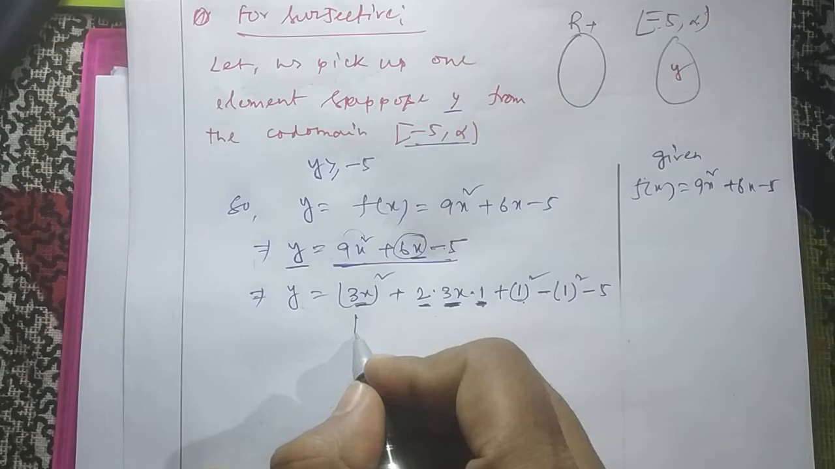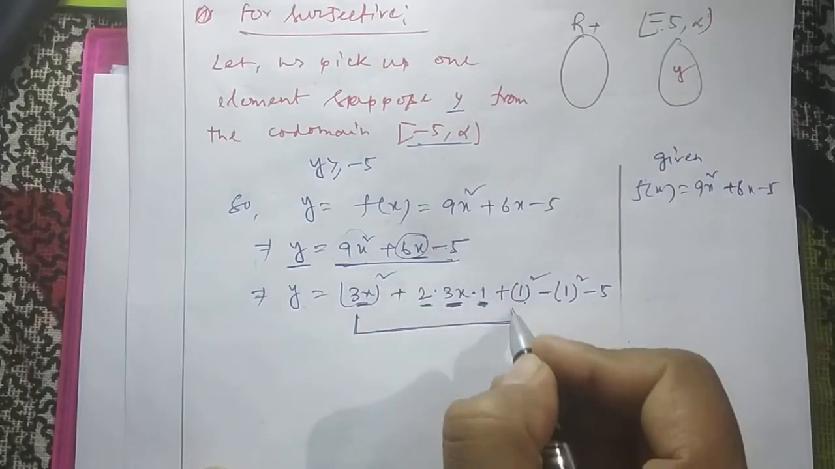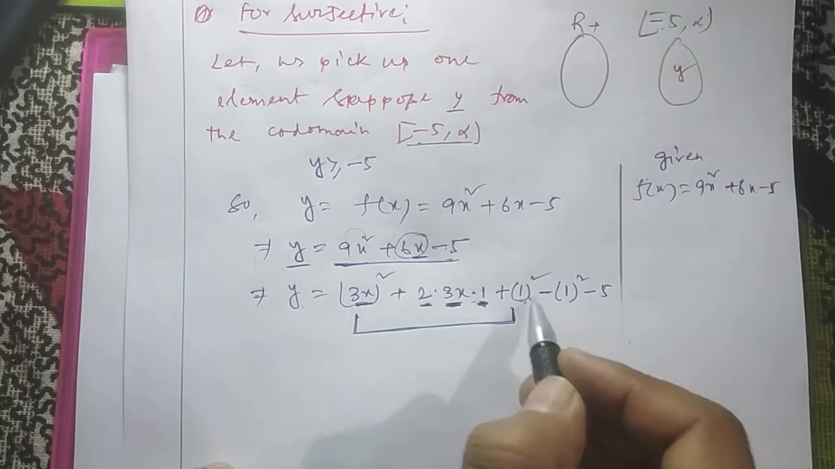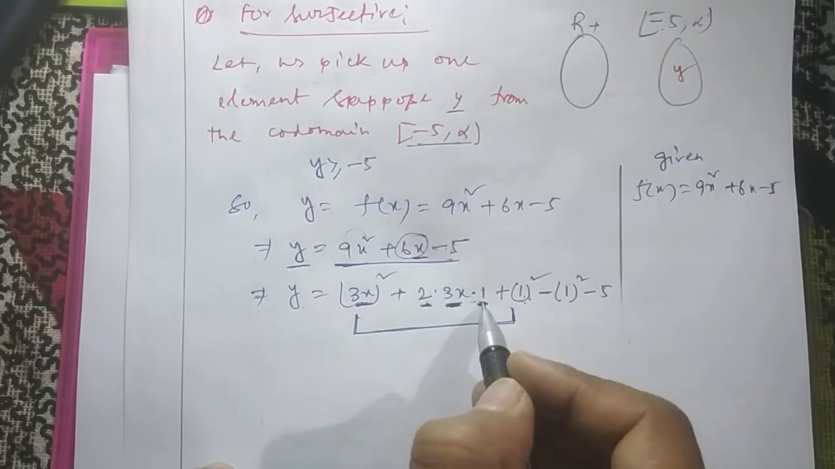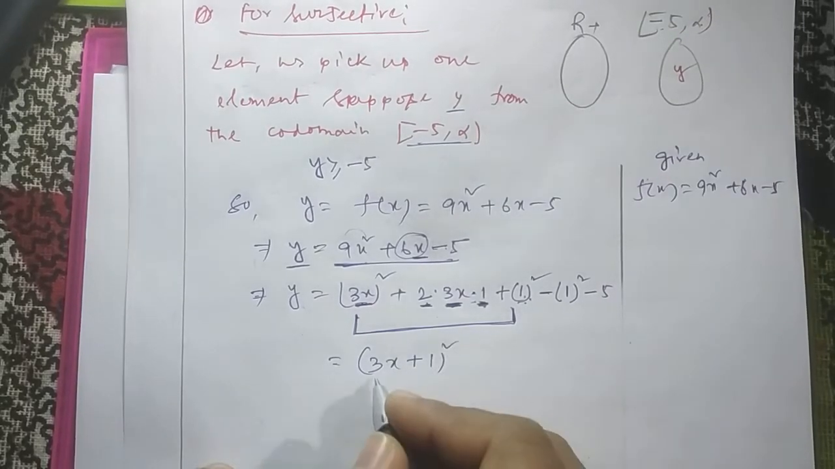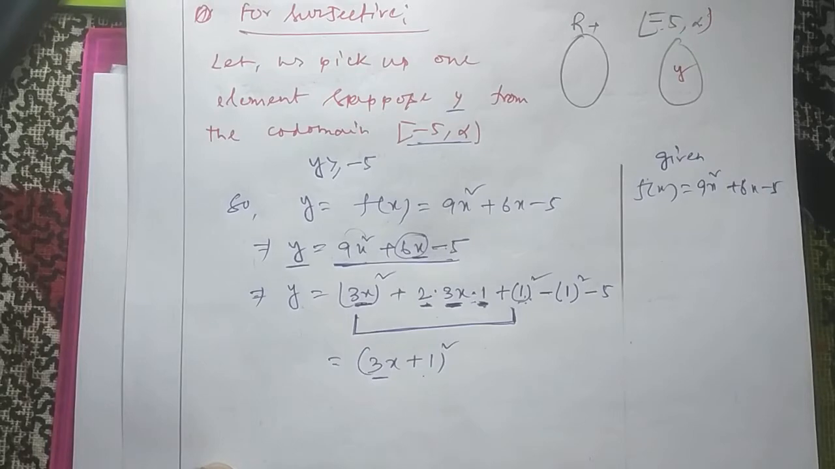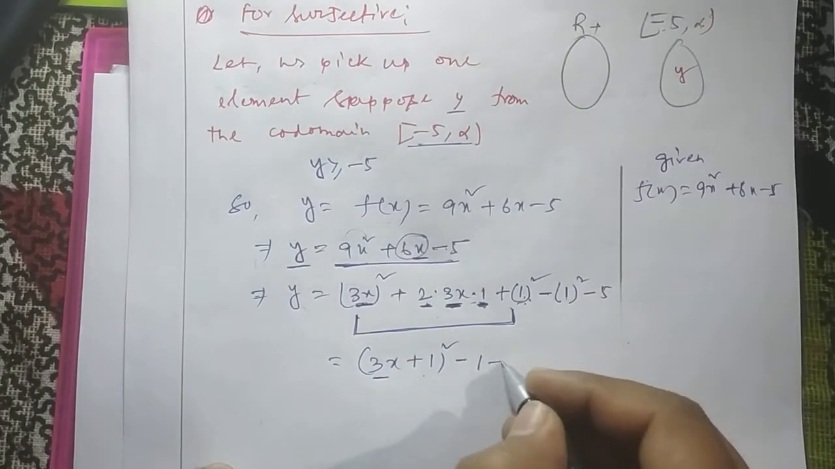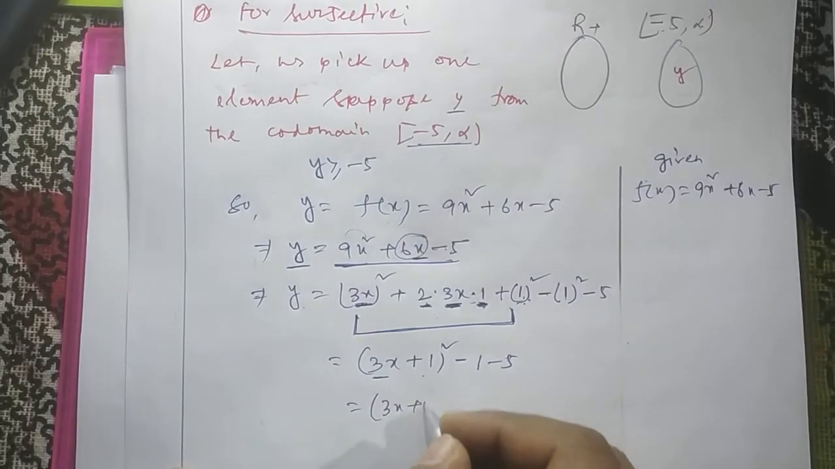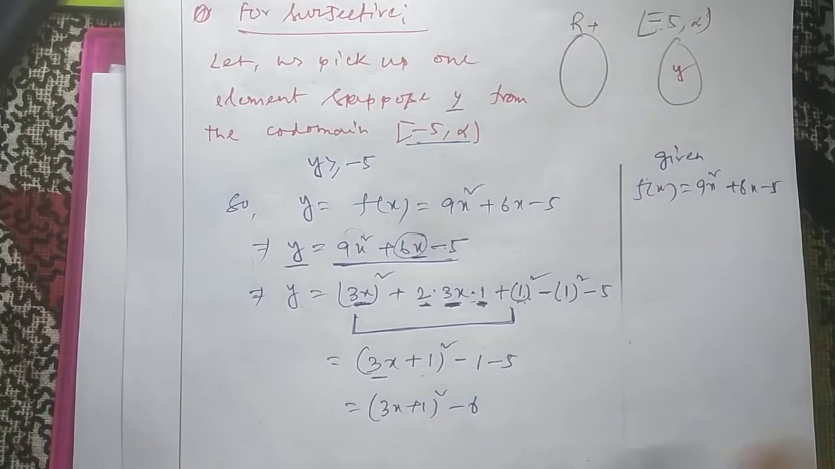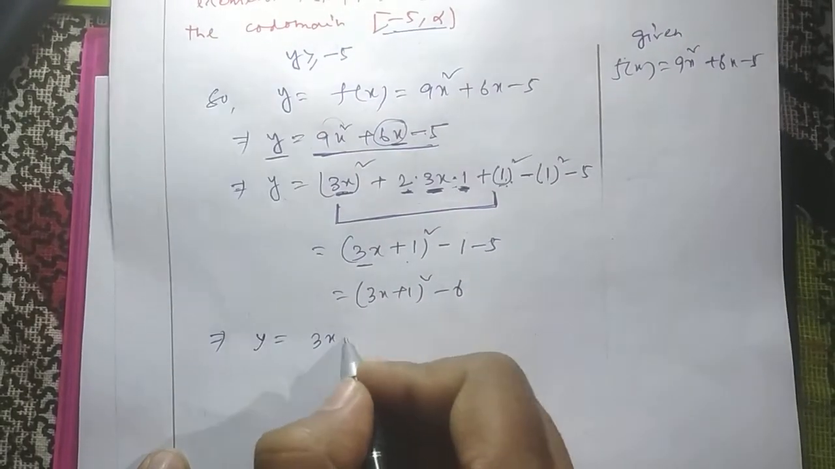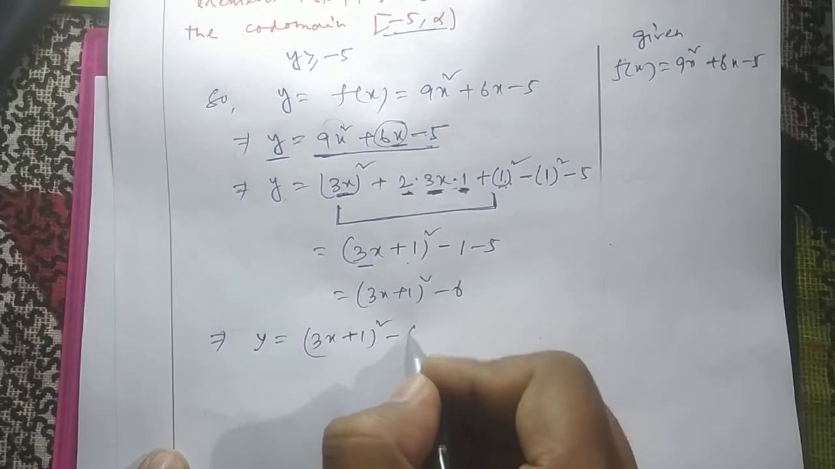Now look at here. So we got the formula of a plus b whole square, because a square plus 2ab plus b square, correct? So we got a plus b whole square, means 3x plus 1 whole square. Now it will become minus 1, minus 5, minus 6. So 3x plus 1 whole square minus 6 we got. So ultimately we have got y equal to 3x plus 1 whole square minus 6.